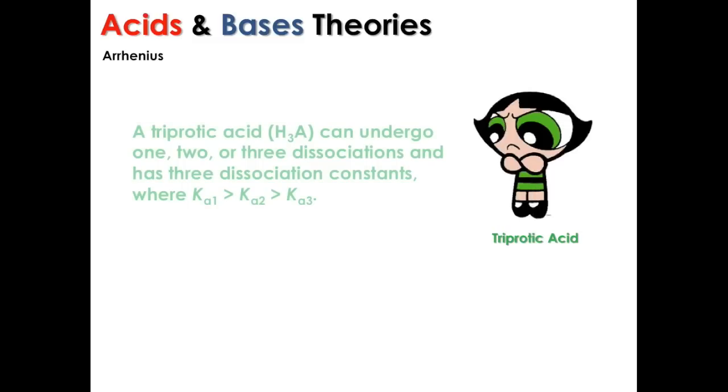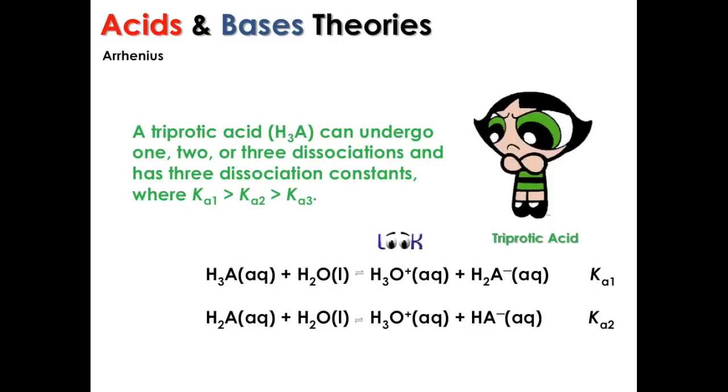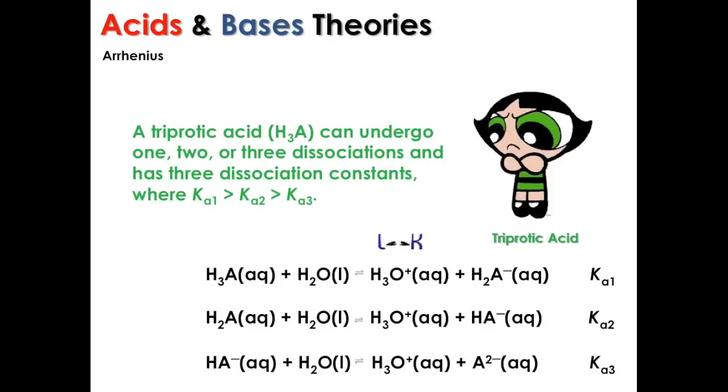A triprotic acid can undergo 1, 2, or 3 dissociations and has 3 dissociation constants, where the first dissociation constant is bigger than the second and bigger than the third. Here we can see that the triprotic acid is turned to a diprotic acid. Second, we have a diprotic acid turned to a monoprotic acid, and in the last reaction the monoprotic acid is decomposed into a hydronium ion and the anion, each one of them with their constants of dissociation.